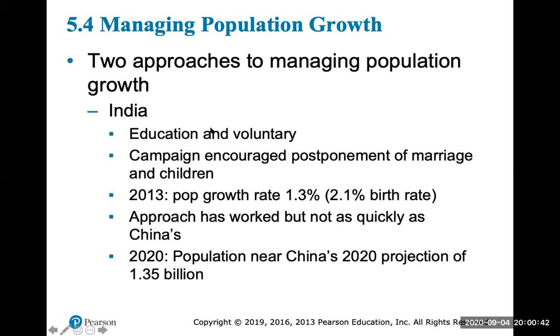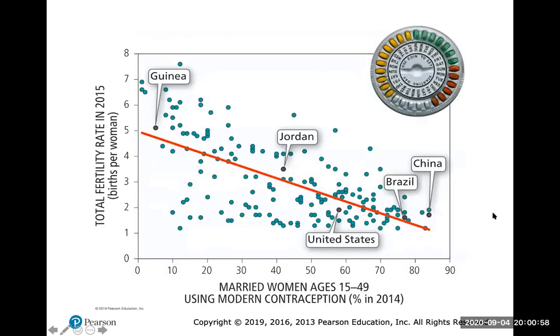In India, the campaign encouraged postponement of marriage and children, so it was a little drastic. Their approach worked, but not as quickly as China's, obviously, because China said right away you can only have one kid, and India was a little slower. They just encouraged postponing marriage and children. So this is showing married women, their ages, under modern contraception, and obviously their total fertility rate will decrease.